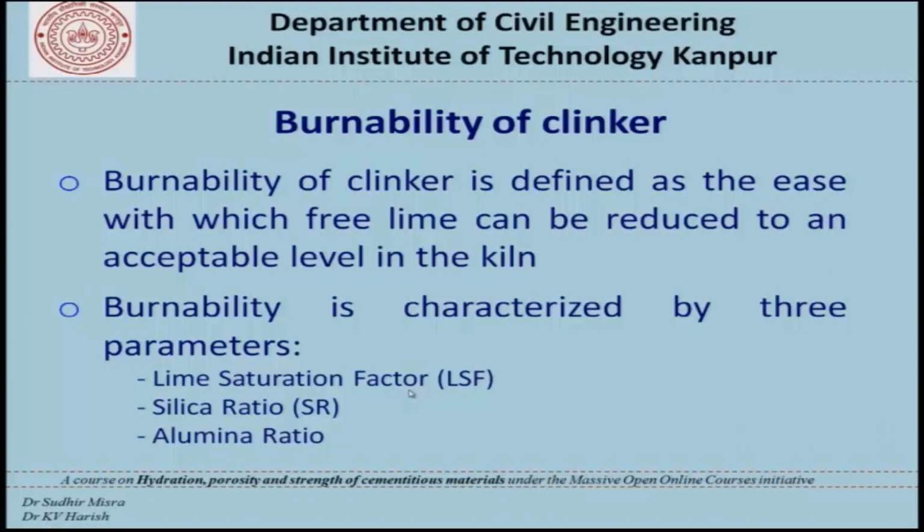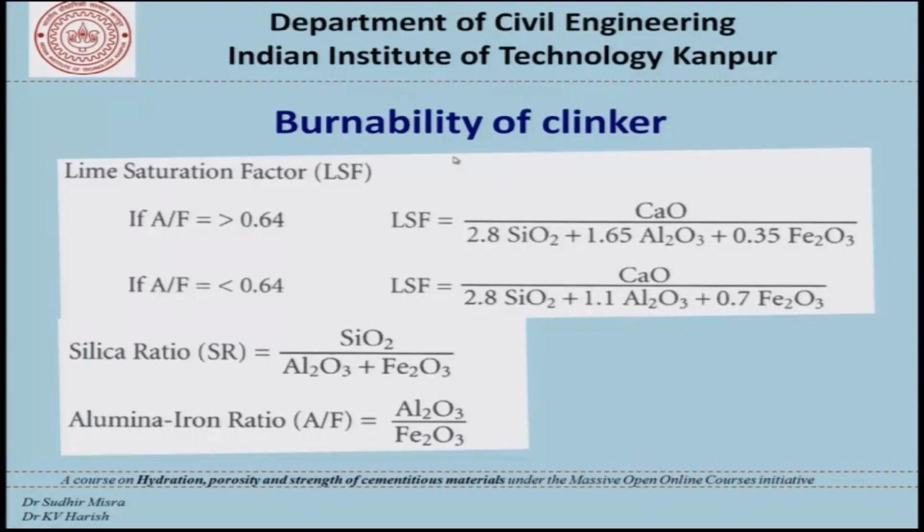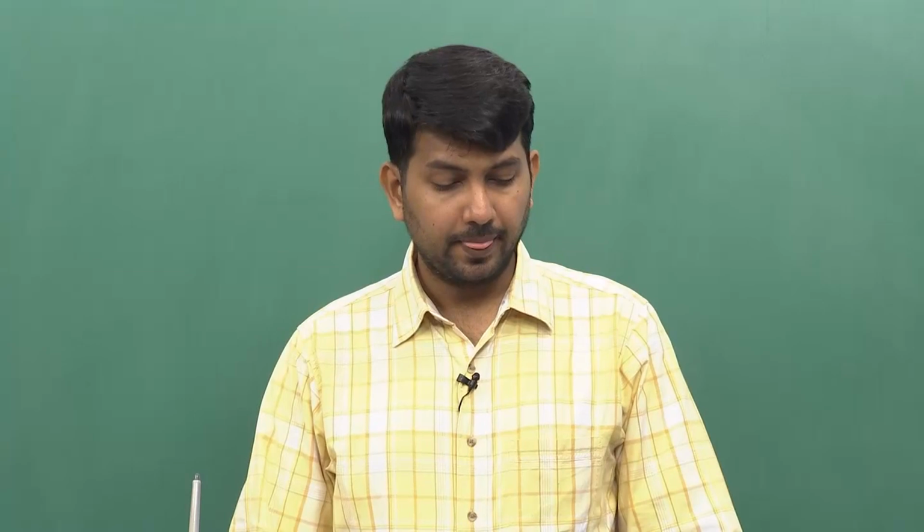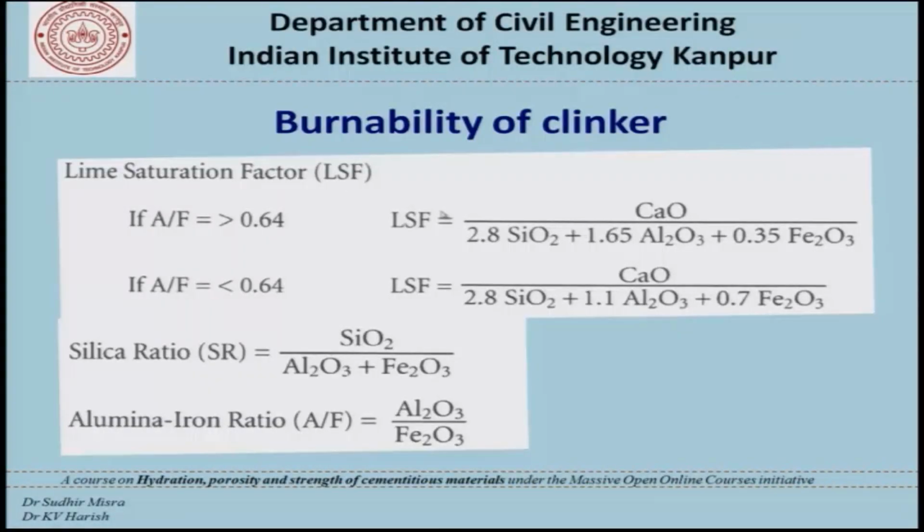Number 1, lime saturation factor, referred to as LSF. Silica ratio, referred to as SR, and the third one, alumina ratio. Let us see the significance of these 3 factors. Now, first of all, how do you calculate these factors? Lime saturation factor is calculated by using these 2 formulas depending upon the A by F, or aluminate to ferrite ratio, and silica ratio is determined by using this formula, and alumina to ferrite ratio is determined directly from this formula.